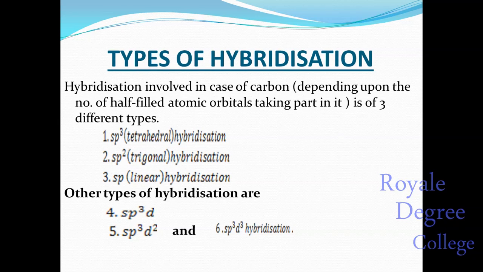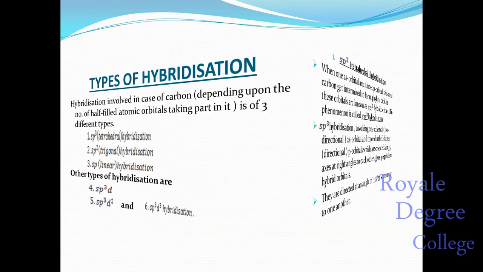Now we'll talk about types of hybridization. Hybridization involved in case of carbon is of 3 different types, which is depending upon the number of atomic orbitals taking part in it. First one is sp3 hybridization, which is tetrahedral. Second one is sp2 hybridization, trigonal hybridization. Third one is sp hybridization, that is linear hybridization. And the other types of hybridizations are sp3d, sp3d2 and sp3d3 hybridization.